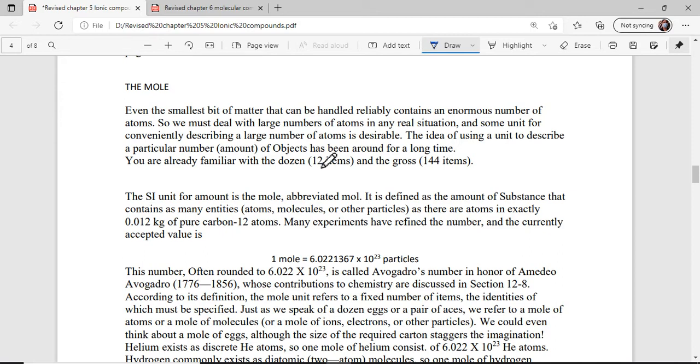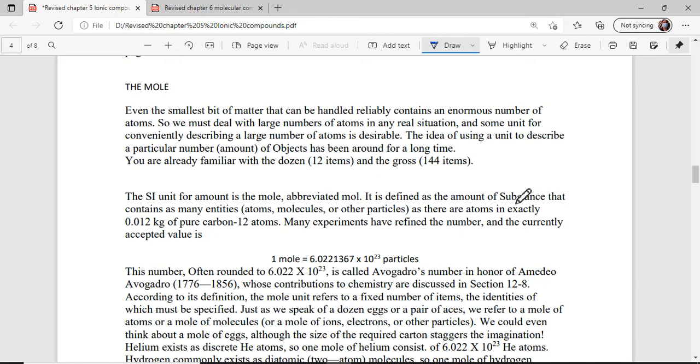And some unit of your conveniently describing a large number of your atoms is desirable. Okay? The idea of using a unit to describe a particular number of your objects has been around for a long time. For example, if you are familiar, when you say 1 dozen, it means that 1 dozen is equal to 12 items.